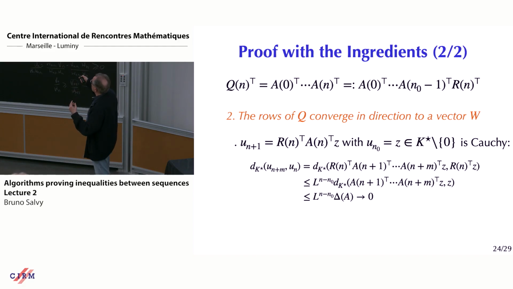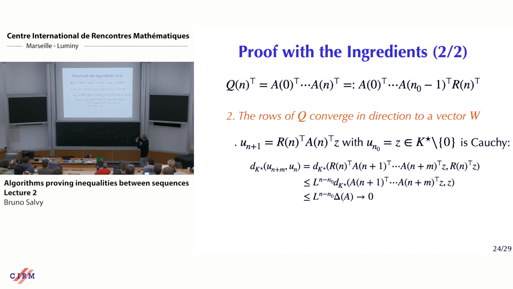And it's the product of contracting things. And we know that the Lipschitz constant L dominates all of those. So it's bounded by L to the n minus n0, the number of matrices in the product R, times the distance between what's left. But we know that we have finite diameter.